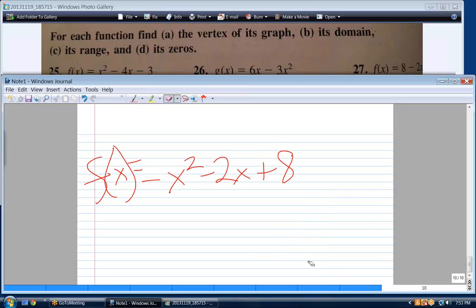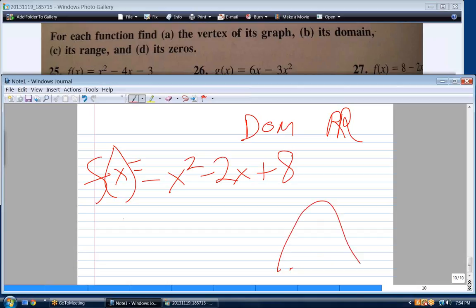But anyway, as long as it's y equals x squared, it's always going to be a parabola that's either up or down. So you automatically know that your domain is all reals for quadratics. The range is what? We know you plotted this, so it looks something like that.